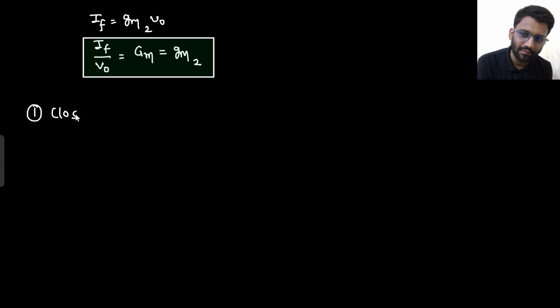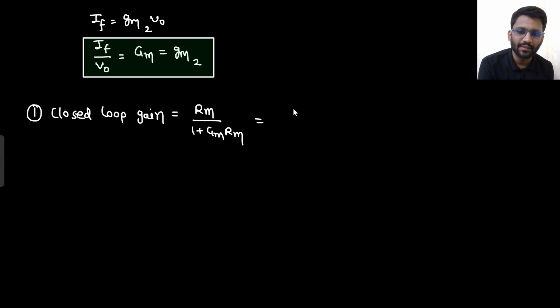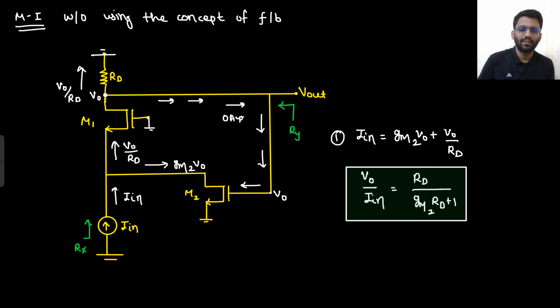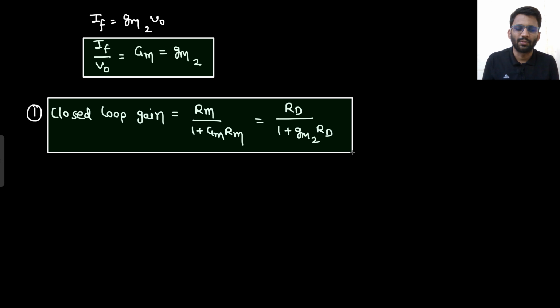First thing is closed loop gain. What would that be? Rm upon 1 plus gm Rm. What is Rm? The Rm I got was RD. So it is open loop gain divided by 1 plus feedback factor times open loop gain. Feedback factor is gm2. So RD upon 1 plus gm2 RD. This is what I got. I am solving this with the concept of feedback topology as well. Well and good, this is our closed loop gain.